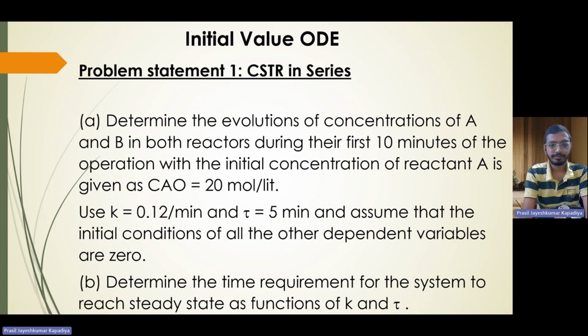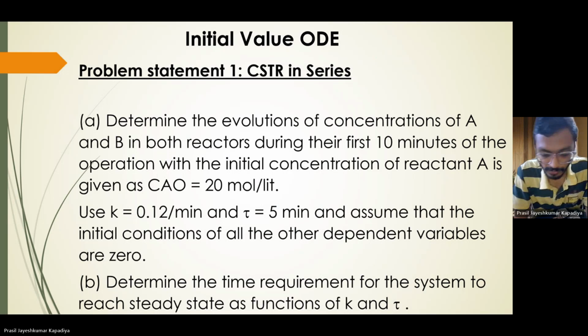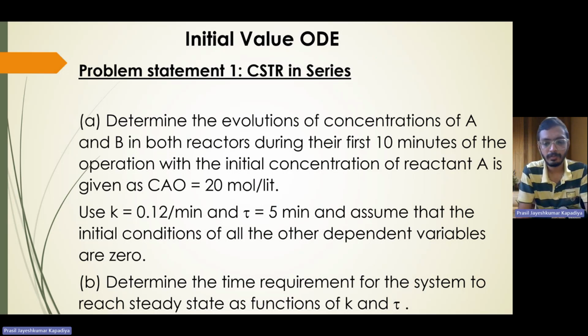So first, what are we supposed to find? Determine the evolution of concentrations of A and B in those reactors during the first 10 minutes of operation. The initial concentration of A is given as CA0 = 20. We are not given anything about CB0, so we will take CB0 equal to 0. We are supposed to use k = 0.12 per minute and tau = 5 minutes. Assume that, for the initial conditions, all other dependent variables are 0. We are only given the initial condition CA0 = 20; other than that, everything can be 0.